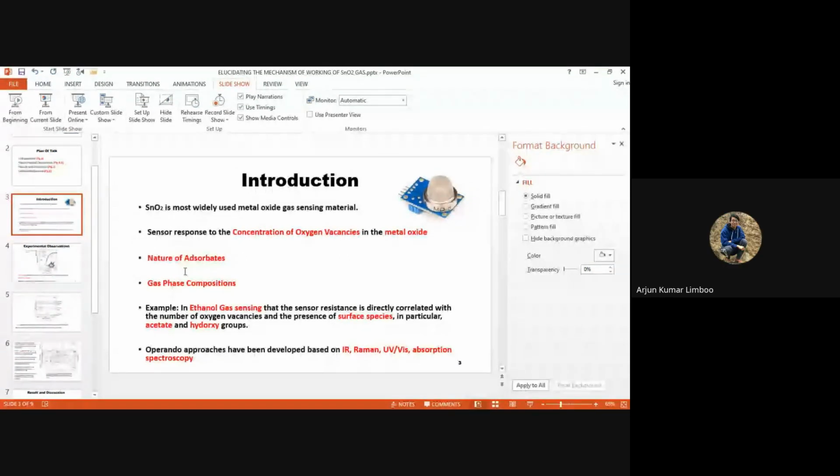Okay, sir. So, introduction. SnO2 is the most widely used metal oxide gas sensor material, which is based on the concentration of oxygen vacancy of the metal oxide and the nature of adsorbate present in the gas environment and the gas phase composition. In this particular article, the authors have used ethanol gas sensing to directly correlate it with the presence of oxygen vacancies and the surface species, particularly acetate and hydroxyl groups. In this method, the operando approach has been used using IR, Raman, and UV-visible spectroscopy.